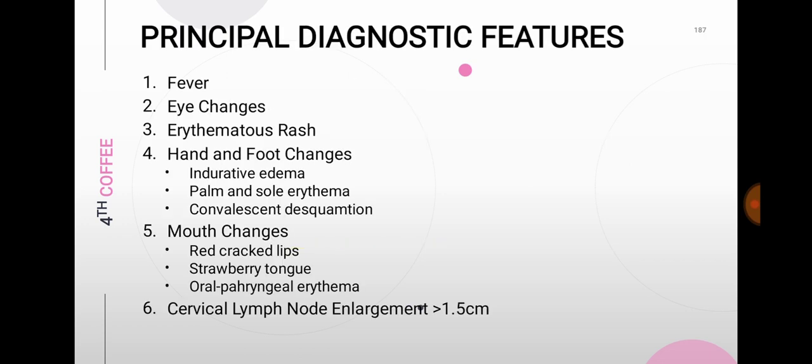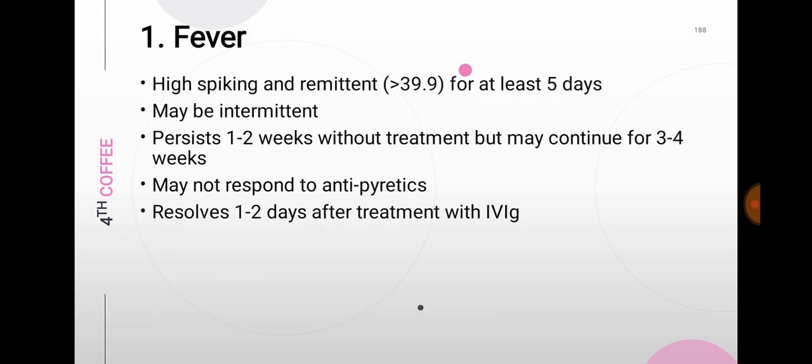So what are your principal diagnostic criteria? Your fever, eye changes, your rash, your hand and foot changes, your mouth changes, and your lymph nodes. So we'll be discussing each one. Your fever is high, lasting for more than 5 days. It's more than 39.9 degrees. It may be intermittent. It can last up to 1 to 2 weeks without treatment, and may continue up to 3 to 4 weeks. It does not respond to antipyretics and can resolve immediately after giving IVIG.